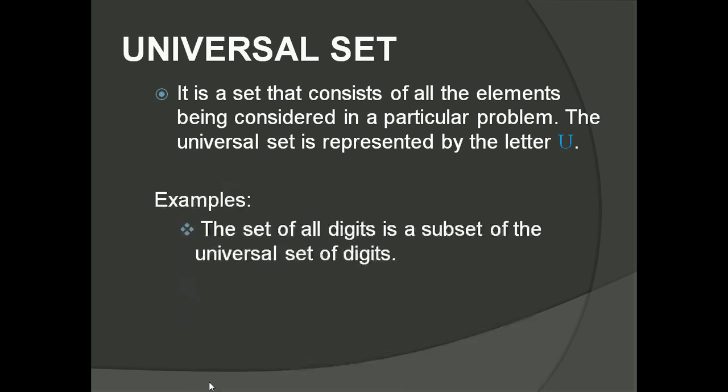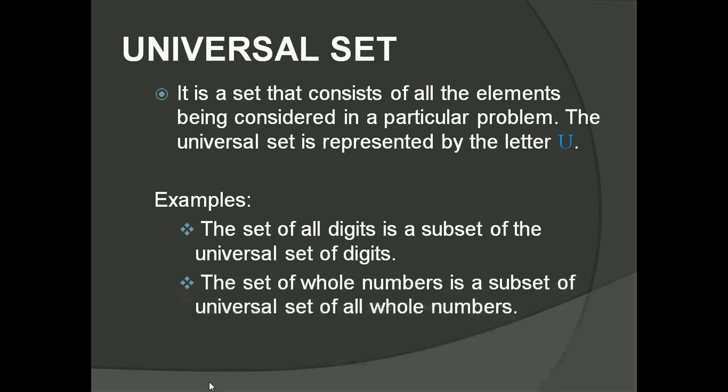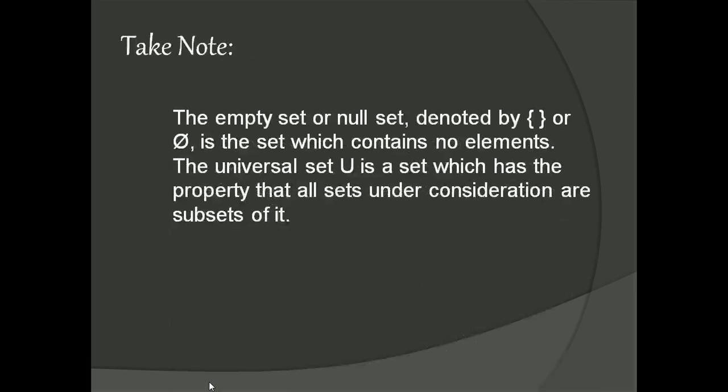For example, the set of all digits is a subset of the universal set of digits. The set of all whole numbers is a subset of the universal set of all whole numbers. Take note, the empty set or null set is the set which contains no element. The universal set is a set which has the property that all sets under consideration are subsets of it.